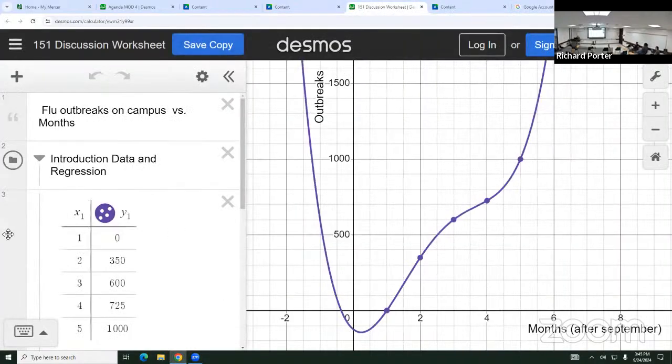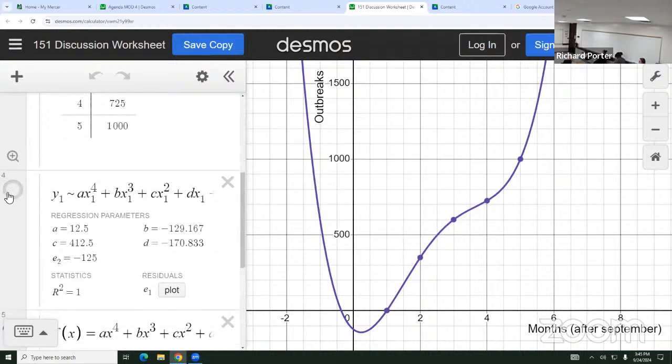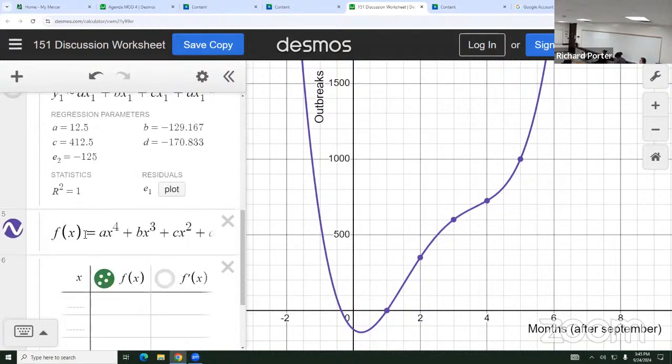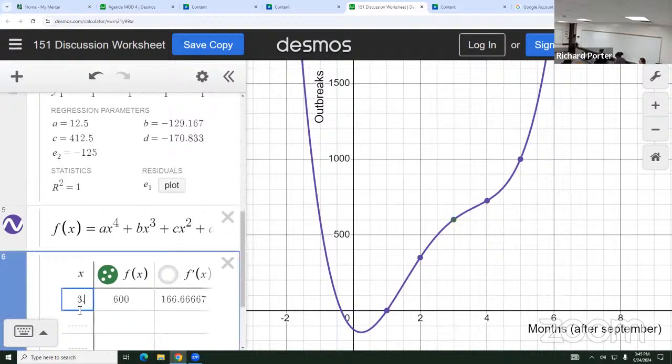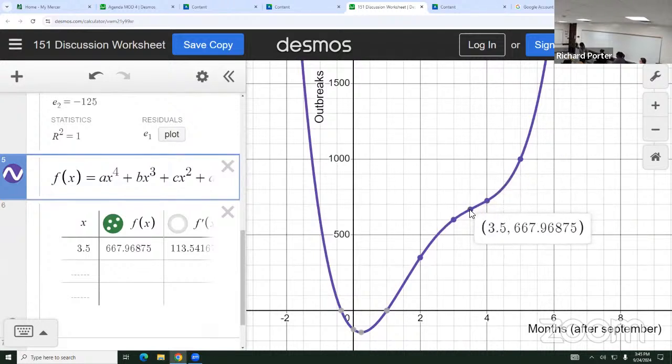That's our numbers. We go here, there's some data, there's a graph. We scroll down, there's a regression, right? There's the function, and then they want it at 3.5. So I just put in 3.5. Okay, some people do this, and they go over to 3.5, and they give me a number like that, 667.9, or say 668, right?